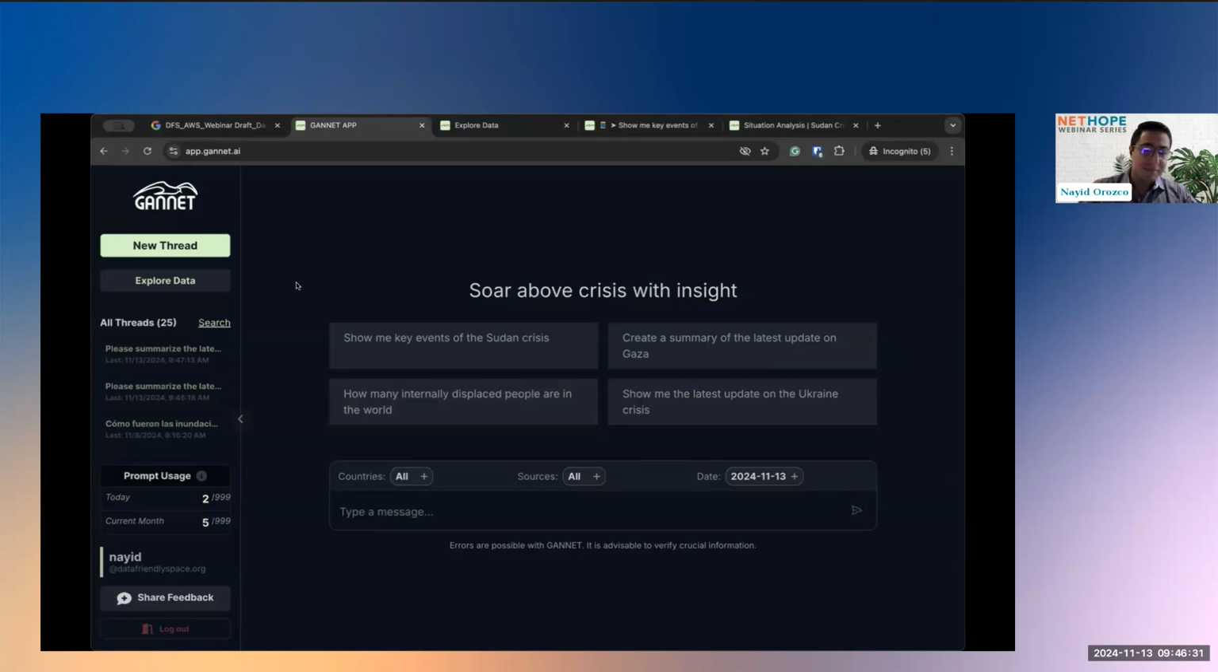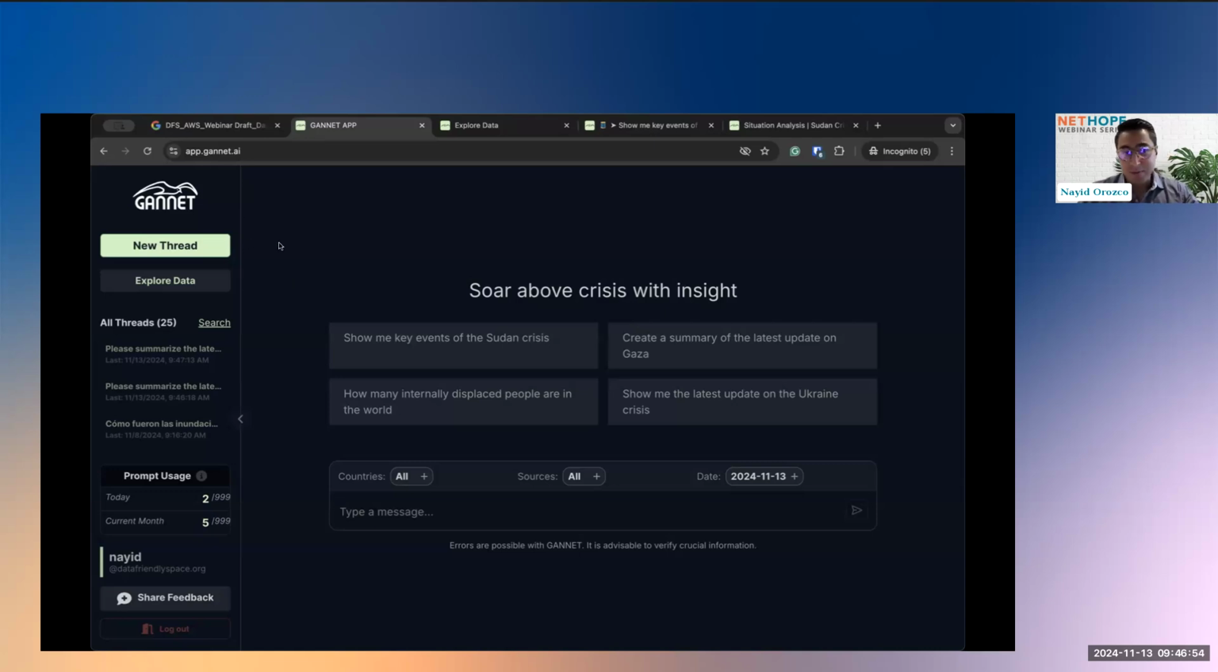So the first thing that you will see once you log in to GANNET is this interface, which some of you will probably recognize as similar to other GPT, Claude, Perplexity interfaces. The reason behind that is that we didn't want to have a new learning curve for the users, and just onboard them and let them start using the tool as soon as possible.